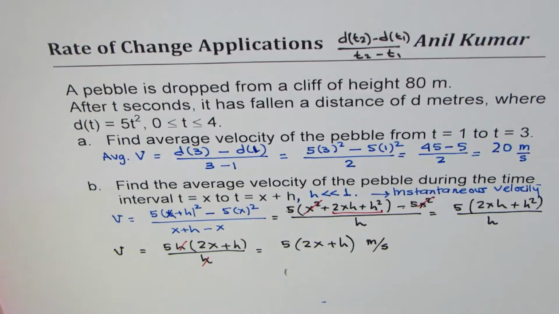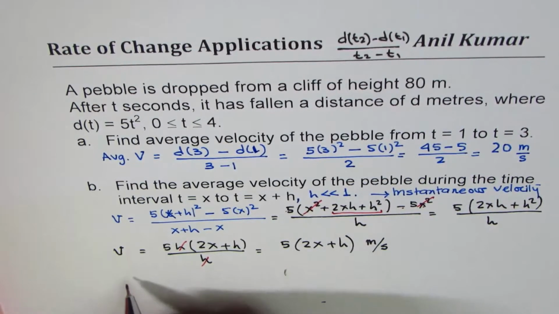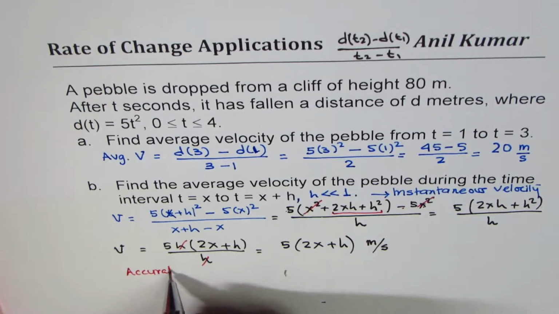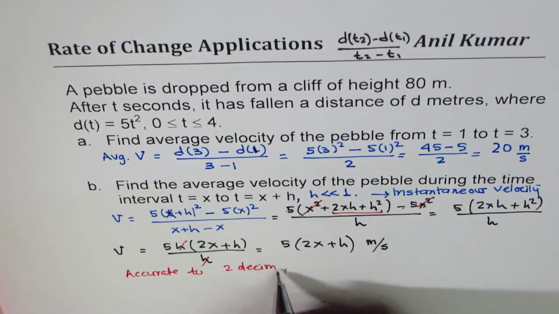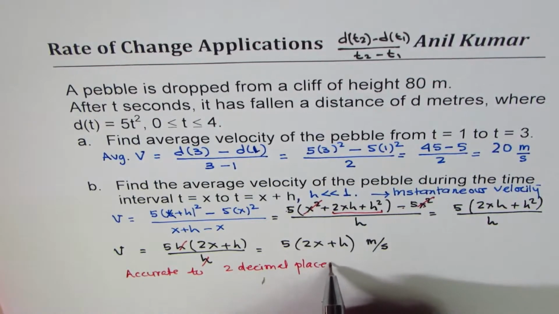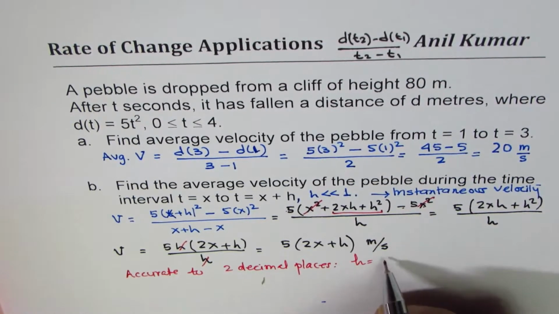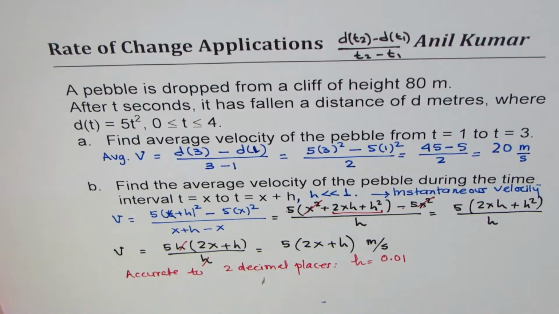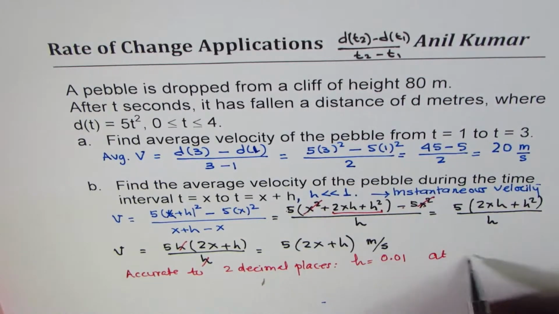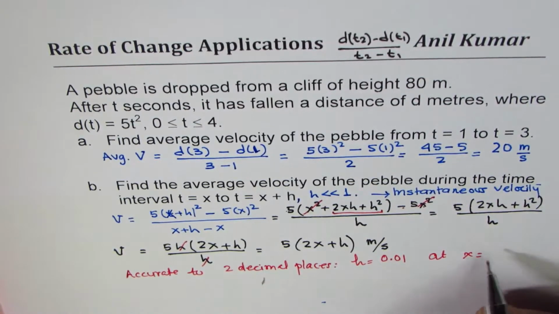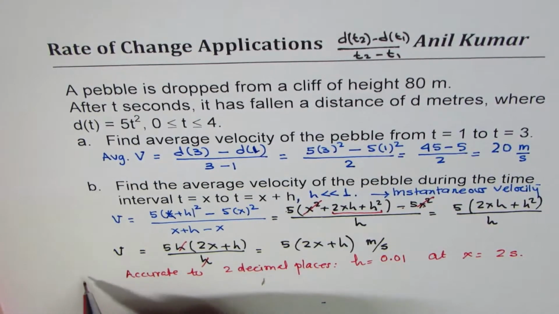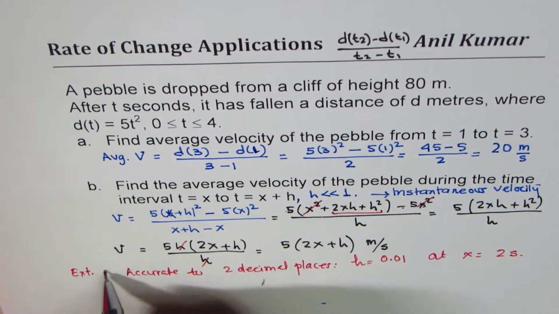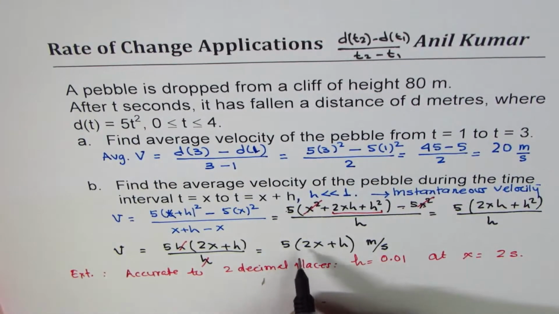Correct? Now, if the question is, find velocity accurate to, let's say, 2 decimal places, in that case, we could take h as 0.01. Do you get an idea? So it says find accurate to 2 decimal places at, let's say, x equals to, let's say, 2 seconds. Is that okay? So let's do this part. So that is an extension to the example. So we'll substitute the value.